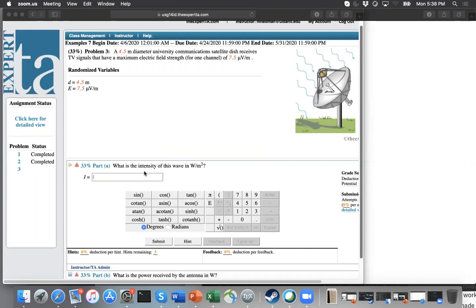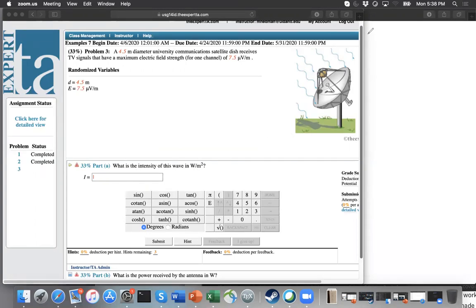We are now asked, what is the intensity of this wave in watts per meter squared? So this is, again, an electric field strength. It's like, what does that even mean? It's small compared to the one we calculated, but what does that correspond to in terms of intensity? Well, let's look into that. Let's try and calculate that from this.